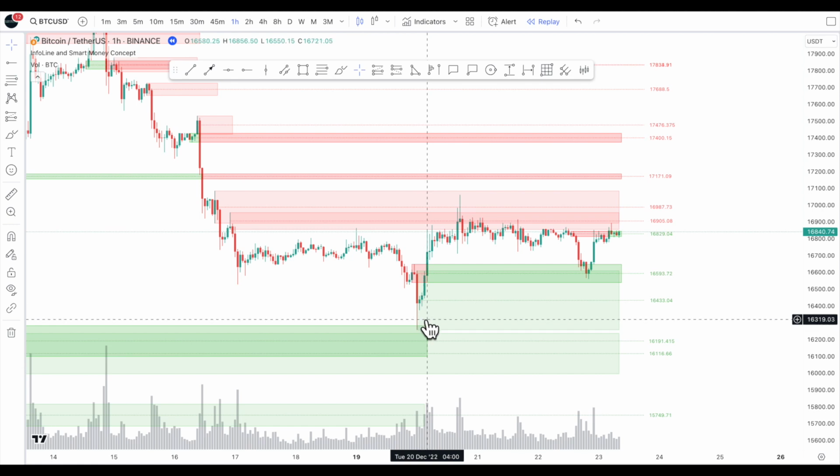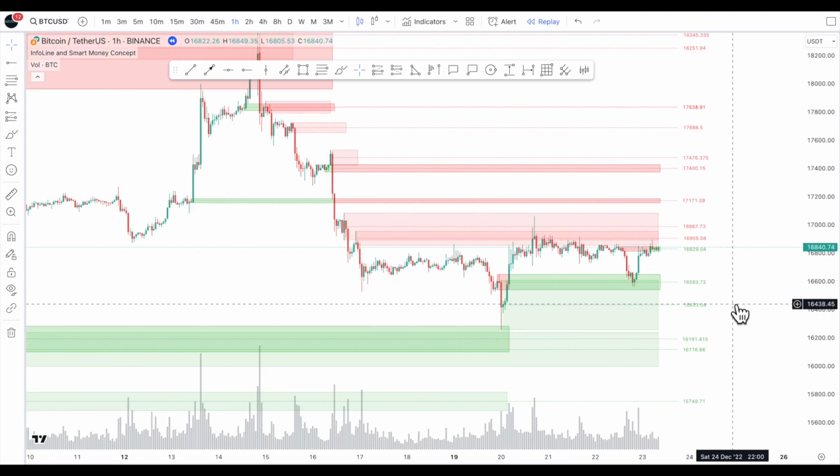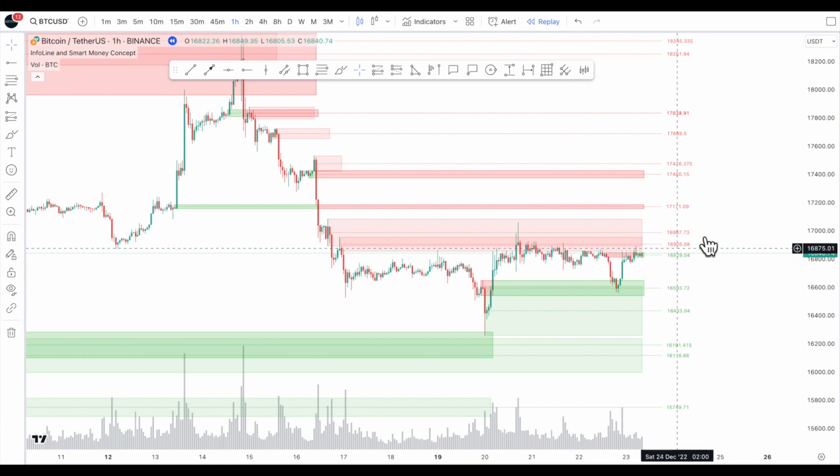We have good news for you. You no longer have to switch between two time frames. The InfoLine and Smart Money Concept Indicator analyzes two time frames simultaneously and draws them on one chart.